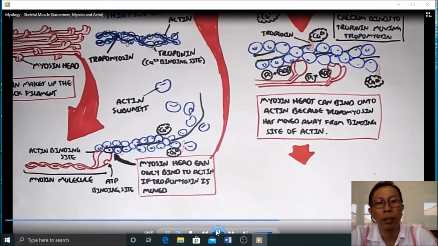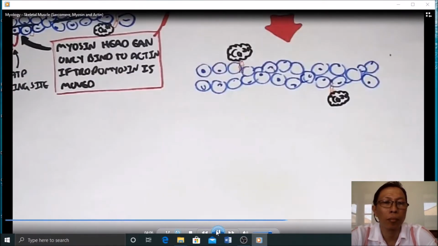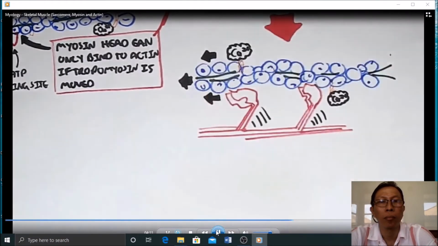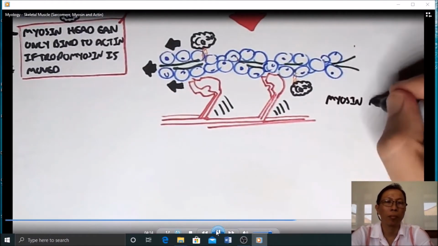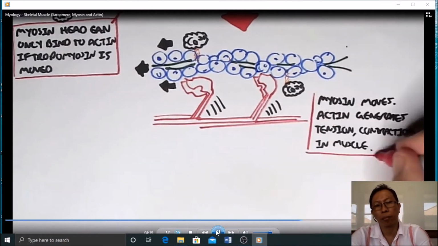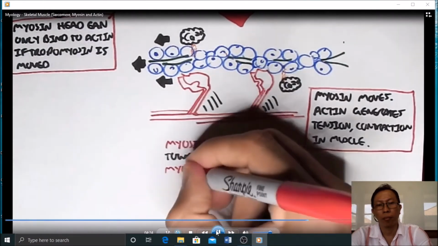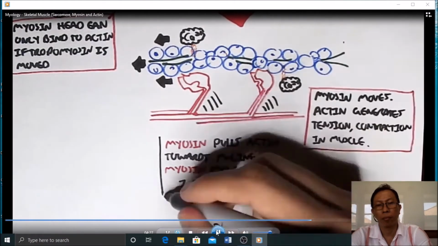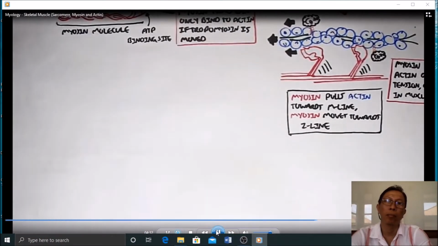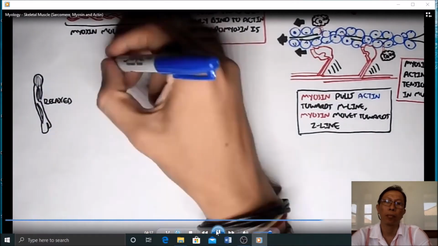And so because of this, it enables the myosin molecules in red to pull the thin filaments towards the center of the sarcomere, towards the M line. So it's pulling it. And this is why it needs ATP. And when this occurs, essentially when myosin moves, actin will generate tension and contraction in muscle, essentially. So again, myosin will pull actin towards the M line, and myosin itself will then move towards the Z line. And what does this mean? Let's look at a big picture.